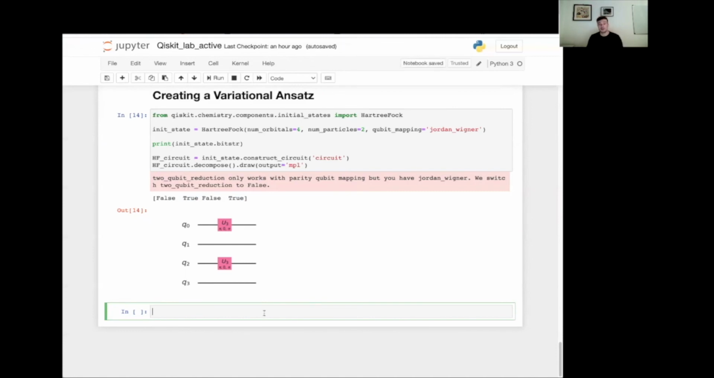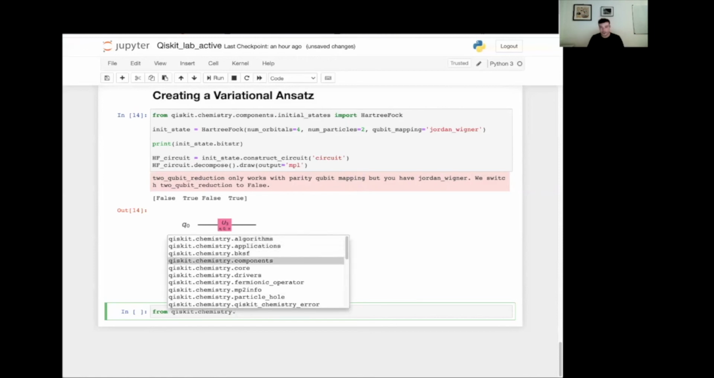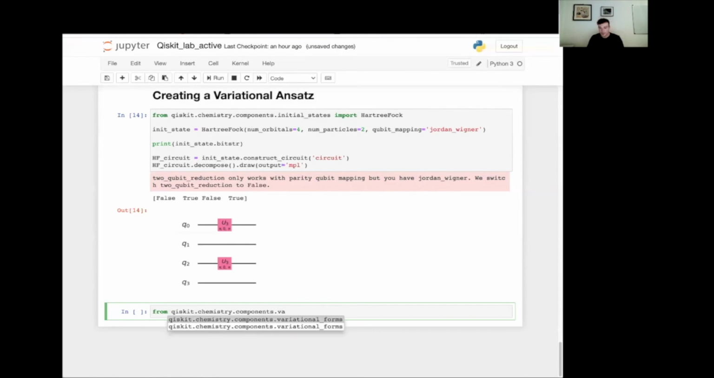So now that we have started from a good reference state, let's see how to build a variational ansatz. The variational ansatz that we want to consider in this lab session is a unitary coupled cluster ansatz with single and double excitations. So we start by importing the unitary coupled cluster ansatz, or UCCSD. So it's going to be components and variational forms, and we have to import the UCCSD class.